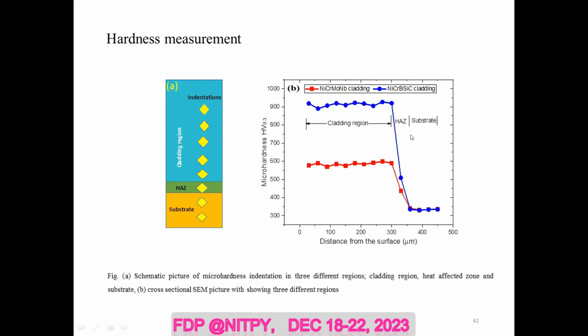Here you can see the hardness measurement of both coatings. The substrate specimen shows almost 300 to 350 HV when we apply 300 grams of load. But the Inconel 625 specimen shows around 600 HV at 300 grams of load. At the same time, the Colmonoy 5 alloy powder shows almost 900 HV at 300 grams of load. In this way, we achieved almost three times or higher hardness when using the Inconel 625 and the Colmonoy 5 alloy powders.